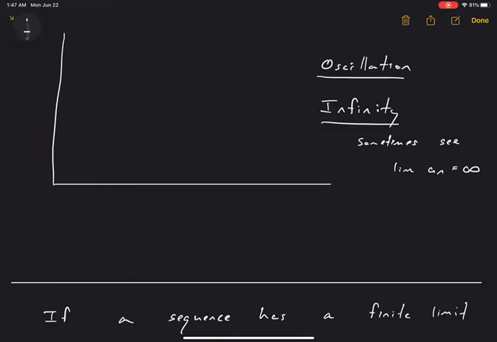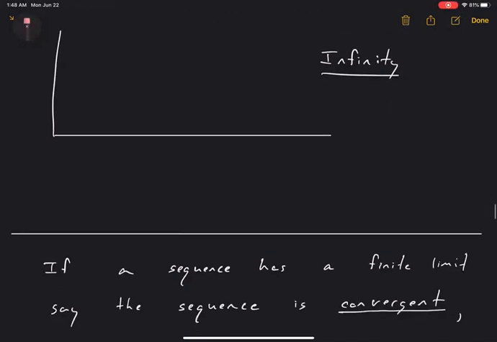Sometimes when our sequence blows up like that, you might see this notation, limit of a_n equals infinity. And this is a bit misleading because the limit doesn't actually exist here. We just use this notation to say, okay, our sequence is blowing up, it's getting bigger and bigger and bigger. But really this limit doesn't exist. This is special notation we use when our sequence is going to infinity. And similarly, our sequence might go to negative infinity as well. So we might see limit of a_n equals negative infinity.